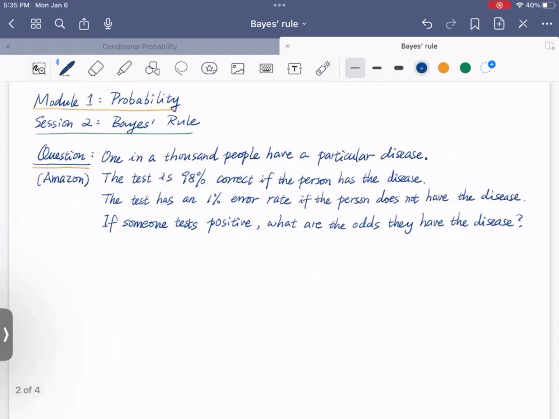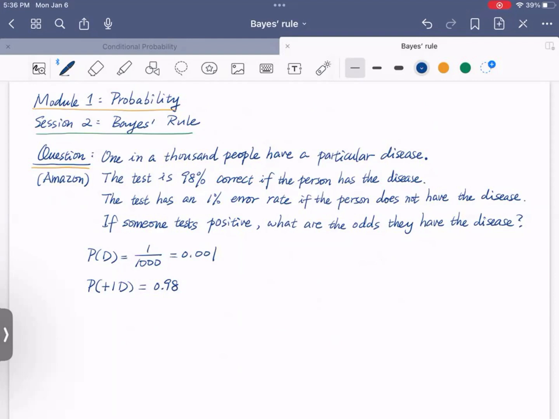So now let's go back to our interview question from Amazon and try to solve it. 1 in 1,000 people have a certain disease. Let's use D to denote having the disease. Then the probability of D is equal to 1 over 1,000, which is 0.001. Then the second sentence said the test is 98% correct if the person has the disease. So this is a true positive rate: the person has the disease and the test gives a positive result. So the probability of positive given D is 98%, so 0.98.